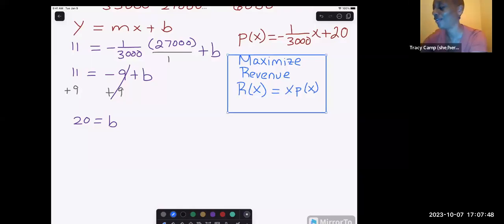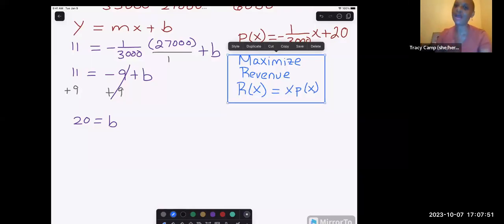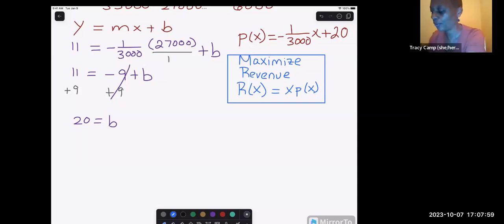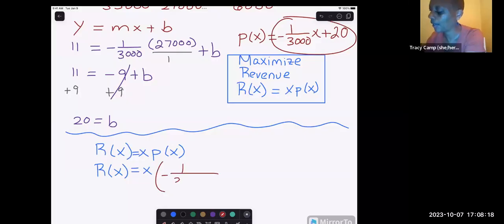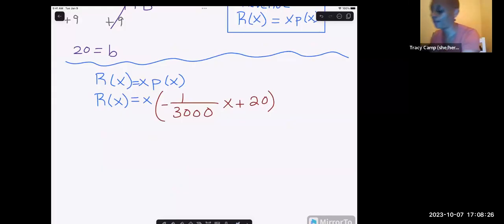So this is like, I feel like, a lot of the work for these problems, is just finding the formula that you're trying to maximize or minimize. In this case, we want to maximize revenue. So we will have, again, R of X equals X times P of X. And our P of X we just found is this right here. So I'm going to replace that P of X with negative 1 over 3,000 X plus 20. And this is my formula for revenue, my formula for what I want to maximize.